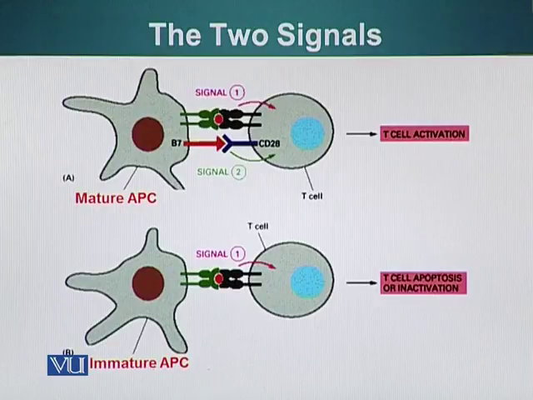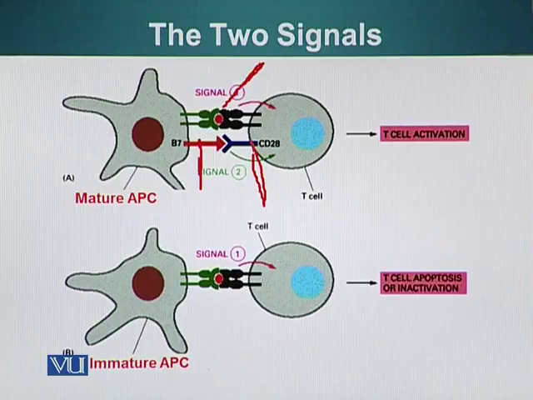Here is a mature APC, antigen presenting cell. It is displaying a peptide fragment in association with MHC2 molecule. Once this APC has engulfed a pathogen, it will mature, and that will result in production of B7 on its surface. This B7 interacts with another receptor on the T cell, which is CD28. These two signals are required for the T cell to become active.